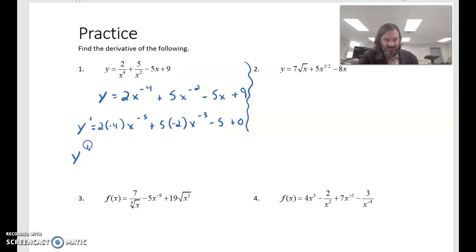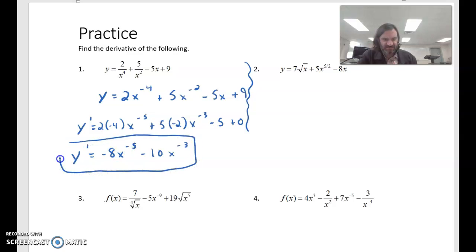Okay, so cleaning this up, it will be negative 8 x to the negative 5 minus 10 x to the negative 3. And you may be wondering, should I get rid of those negative exponents? I don't see any reason to. I will just leave them there.